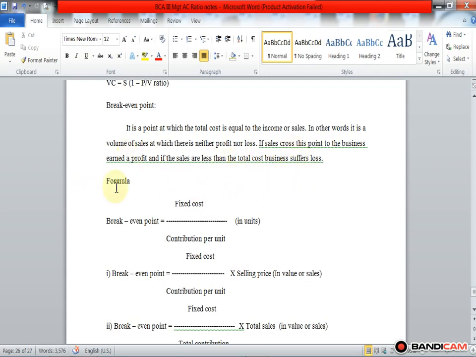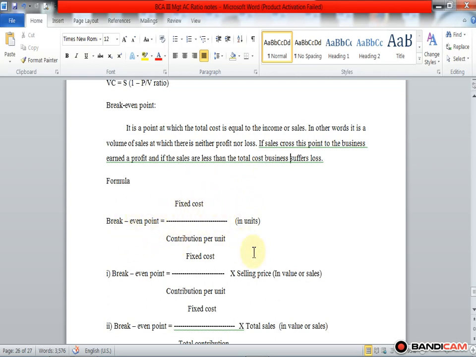Okay, the formulas for computation of break-even point are here. Two formulas are given. First, BEP or break-even point in units. In units we use the first formula, that is, break-even point is equal to fixed cost divided by contribution per unit. If we find out the break-even point in units, we use this formula.